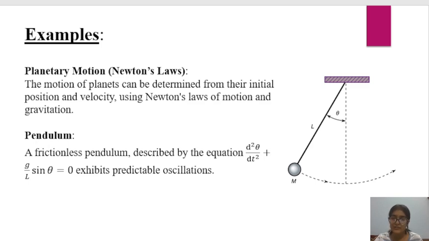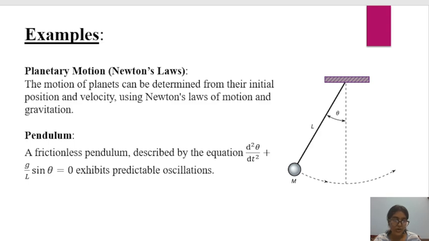Let's consider the first one, which is planetary motion. The motion of a planet follows Newton's laws of motion and gravitation. With initial conditions like position and velocity, we can predict its future positions precisely. Another example is the pendulum. If you know the angle and velocity of the pendulum, you can calculate exactly how it will move over time.